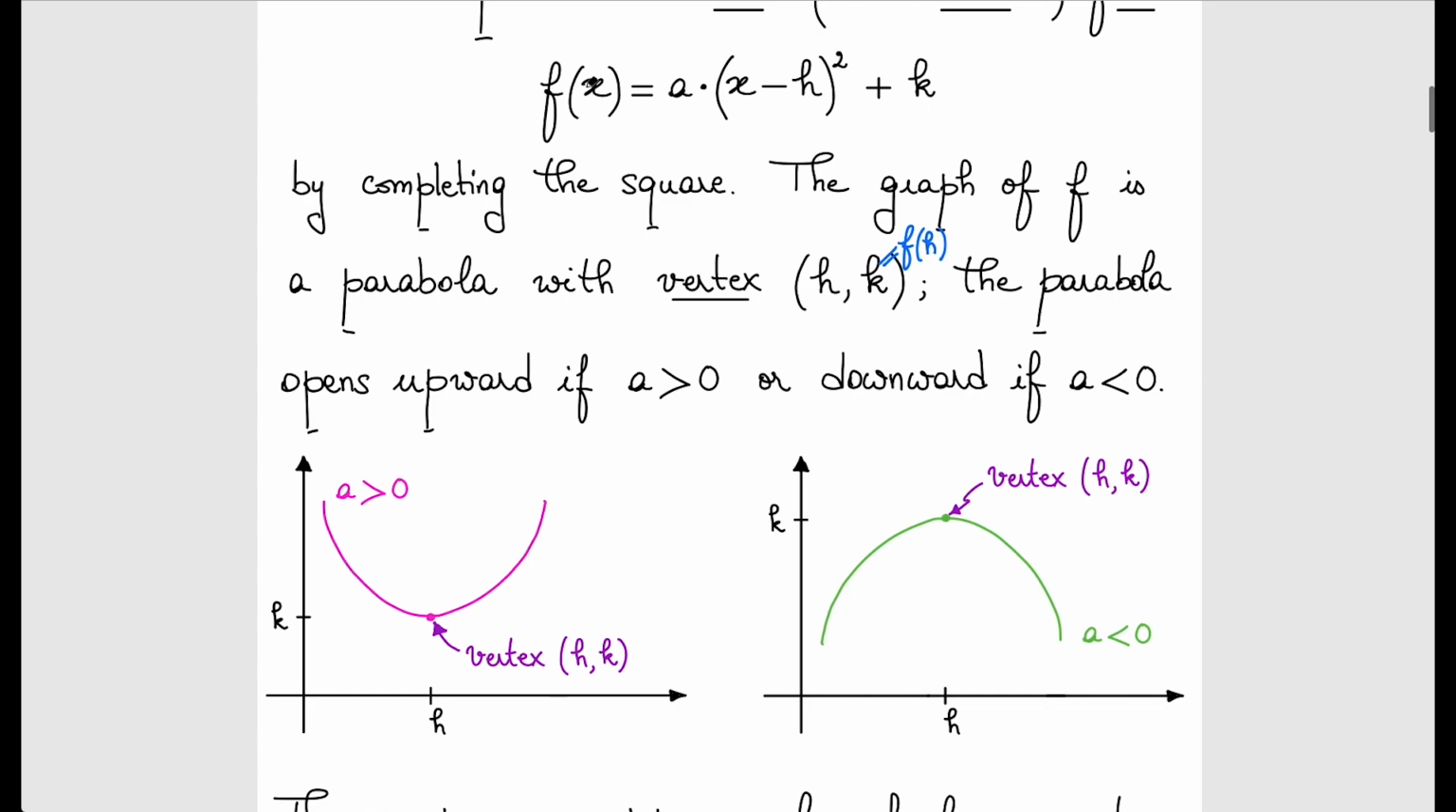And you can think about it also algebraically. If you replace x by h, this whole thing is 0 because h minus h is 0. So this is 0 and f of h becomes simply k, correct? All right, so we're still talking about the same thing here.